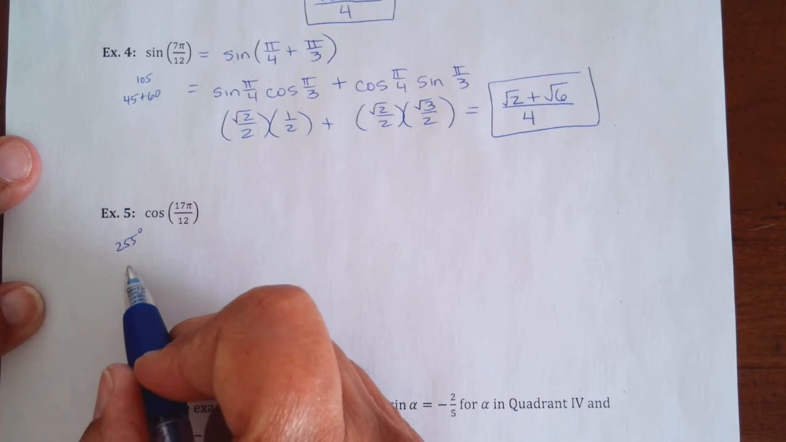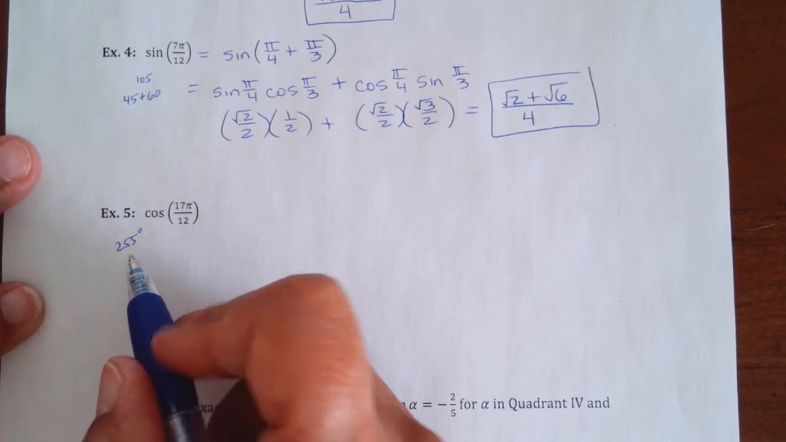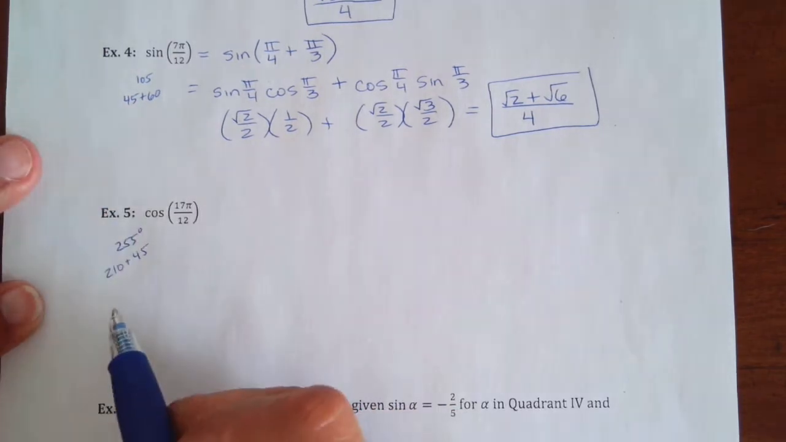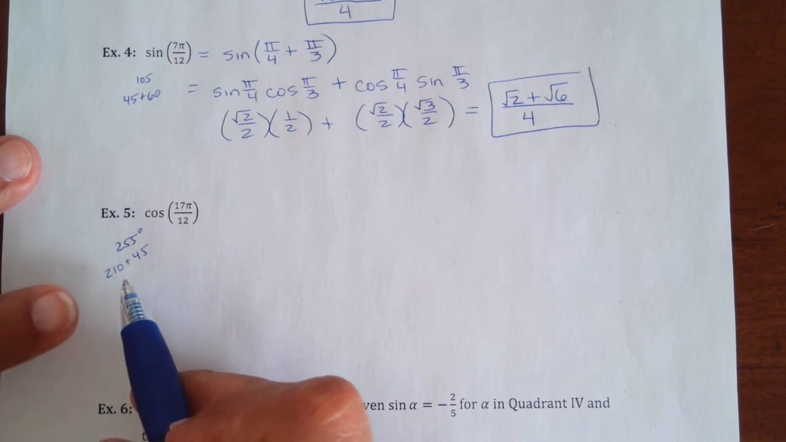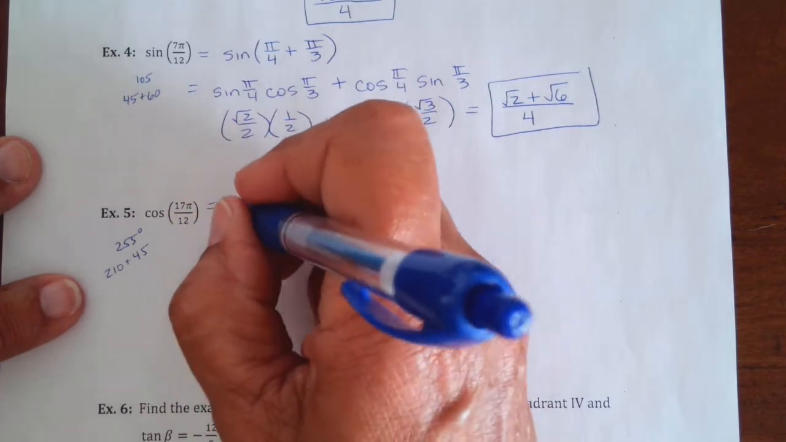So figure out how you're going to get 255 using two numbers that are on the unit circle. Let's say 210 and 45. Okay, and again, there's lots of possibilities. Just make sure these two numbers are on the unit circle. All right, so 210, remember we're going to change these to radians.